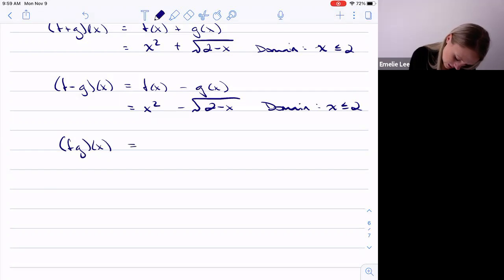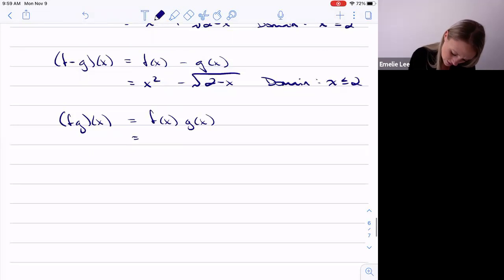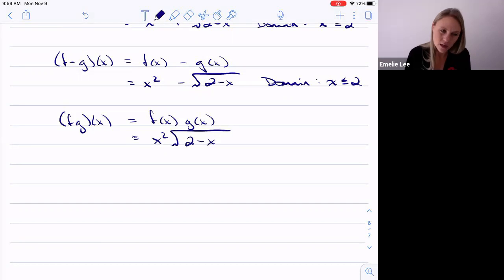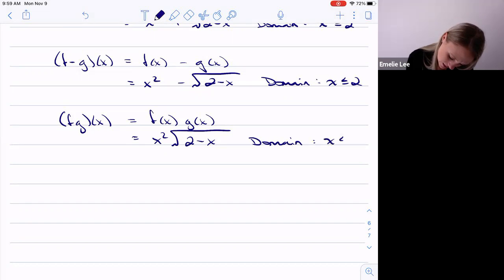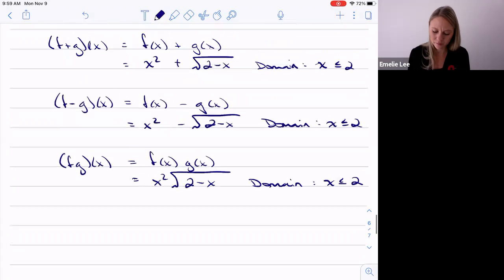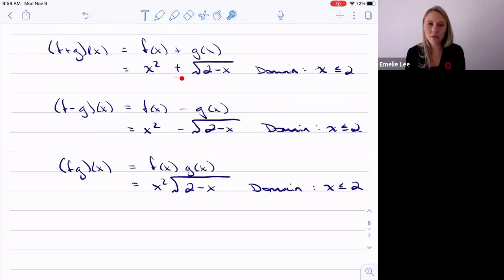fg of x is f of x times g of x. Okay, so we get x squared times the root of 2 minus x. Still, there's nothing I can really do to simplify this thing, so that's okay. The domain is still x has to be less than or equal to 2. Notice all we're doing is creating these bigger functions, right? So we're creating these new functions that we could use.